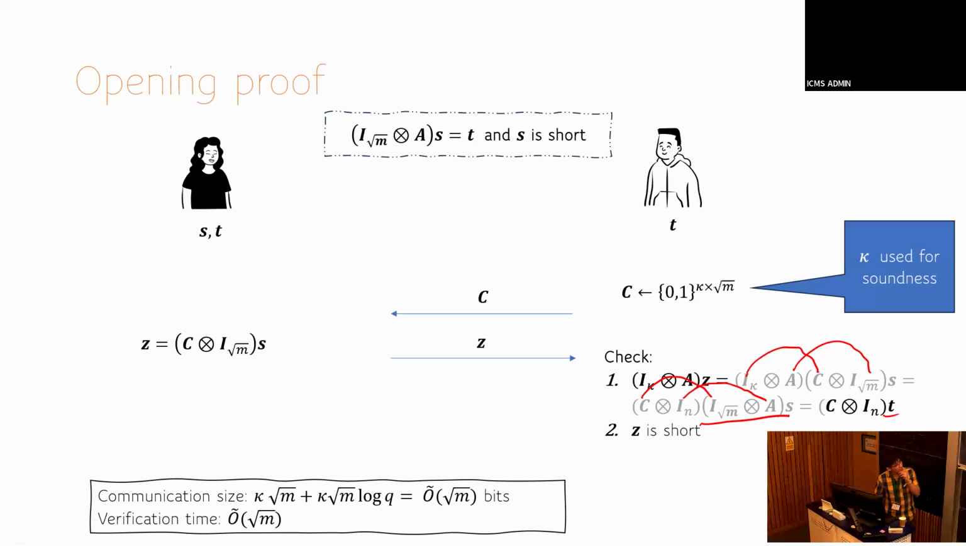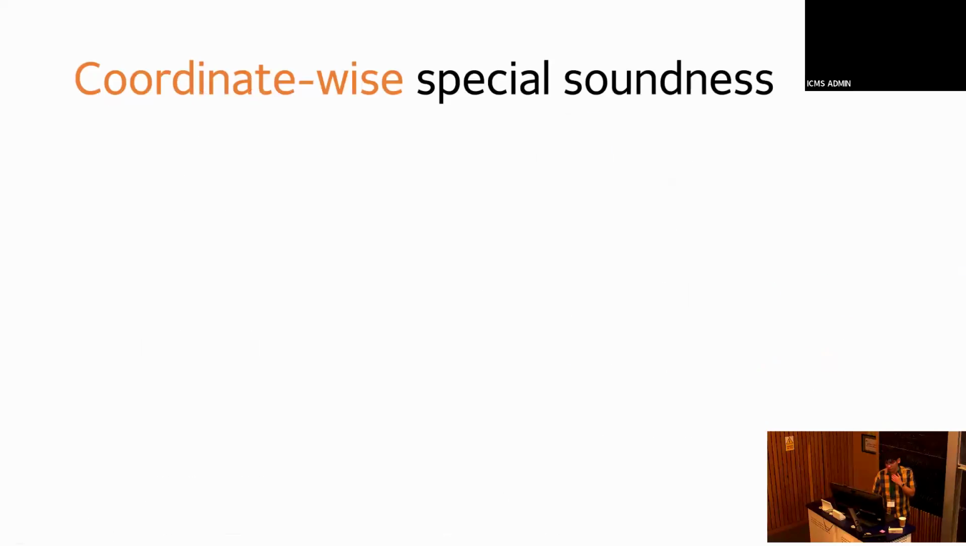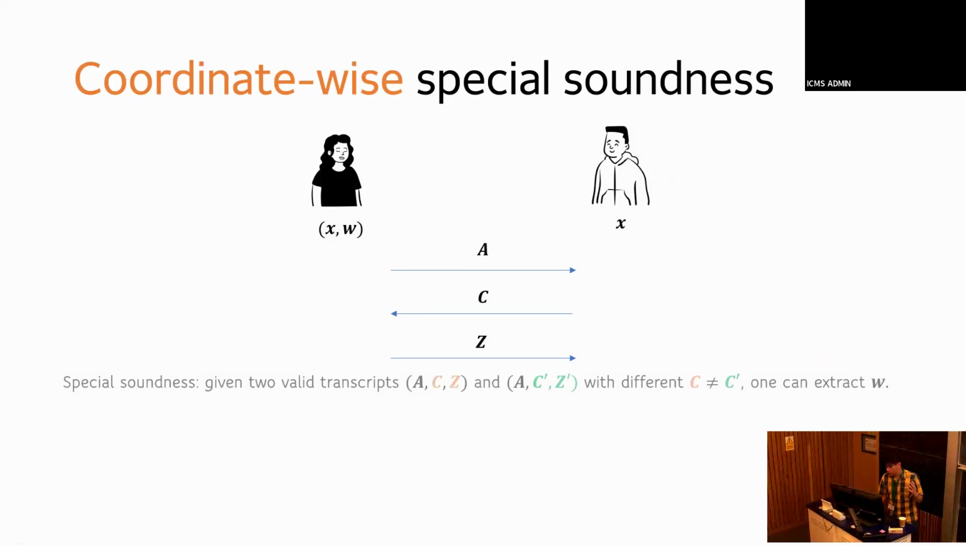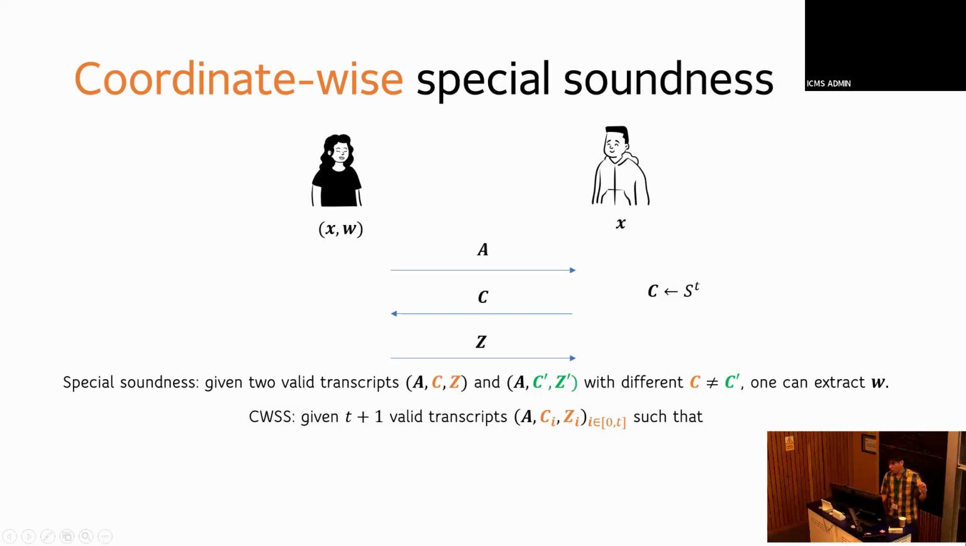So to prove this thing, yeah, 5 minutes should be enough. We will use this property which we call coordinate-wise special soundness. Okay, so we have special soundness, which is what we already had, where given two valid transcripts with two different challenges, I can extract the witness. For coordinate-wise special soundness, I need the property that C is some form of a vector. Okay, so here I assume that C is some vector of T coordinates.